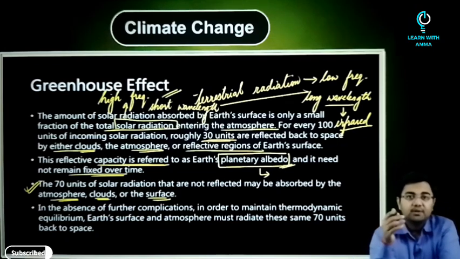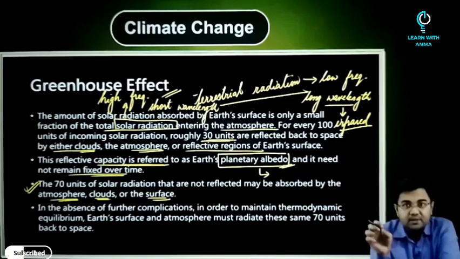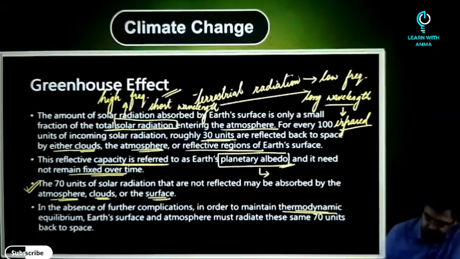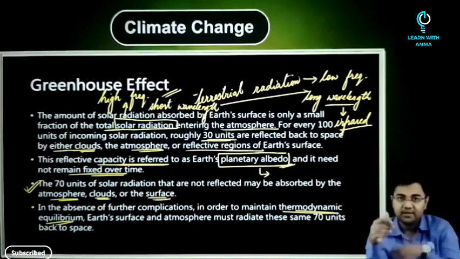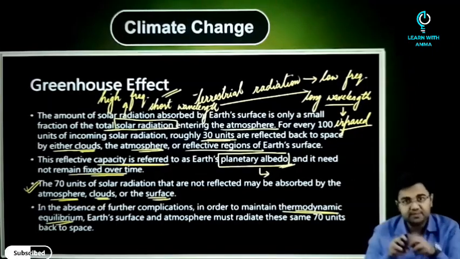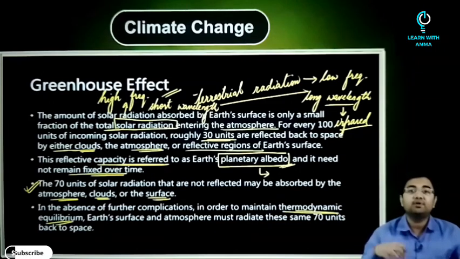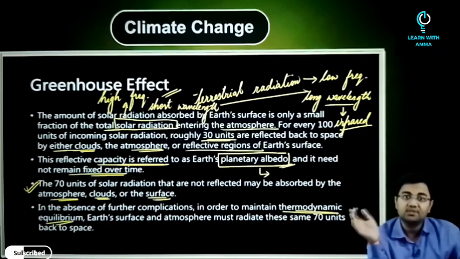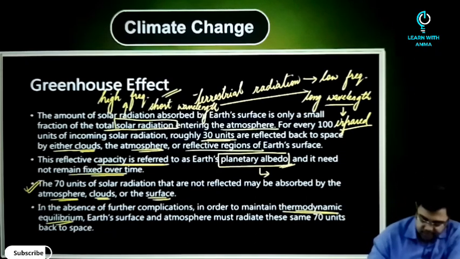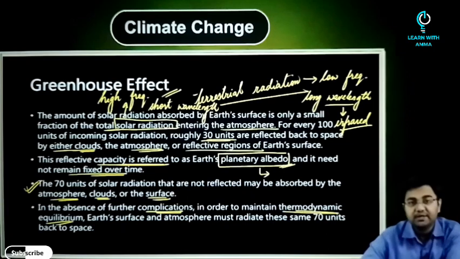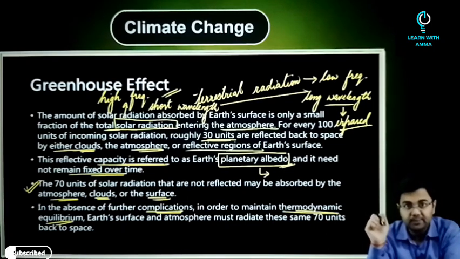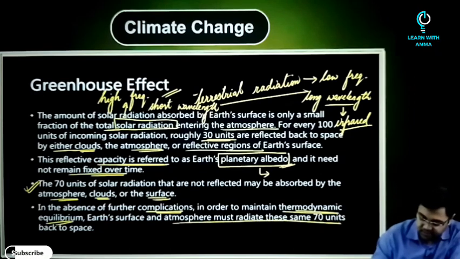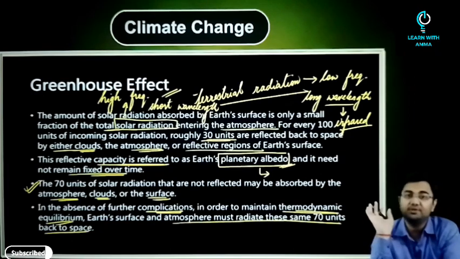So now, if there is no further complication, in order to maintain an equilibrium, a thermodynamic equilibrium, what do we mean by thermodynamic equilibrium? The fact that whatever be the amount of heat that is being received by the earth, the same amount of heat also needs to go back from the earth, so that the net effect does not change. So if there is an absence of any further complication, in order to maintain the thermodynamic equilibrium, the earth's surface and the atmosphere must radiate these same units back into the space.